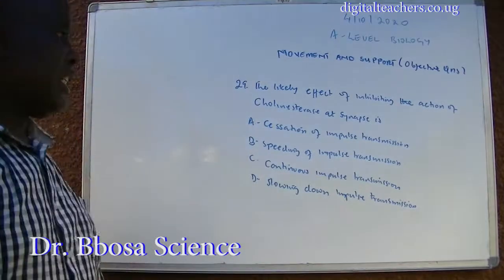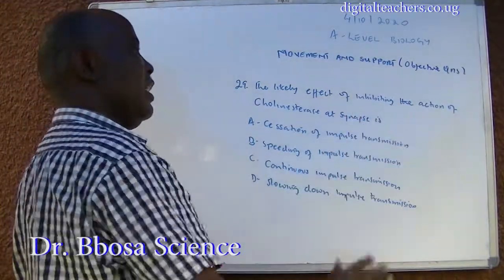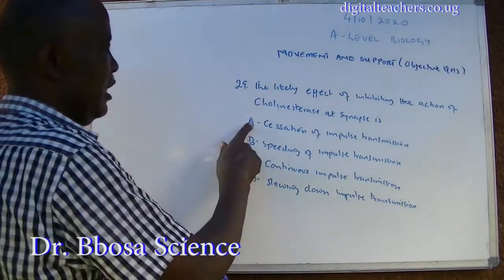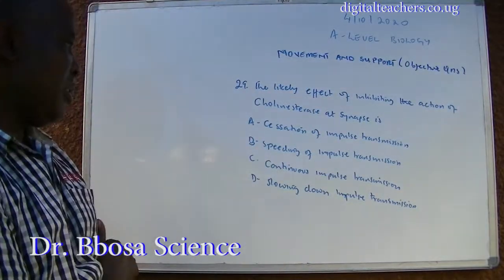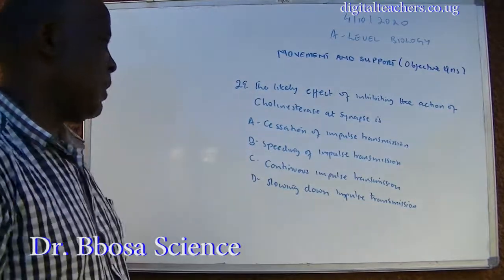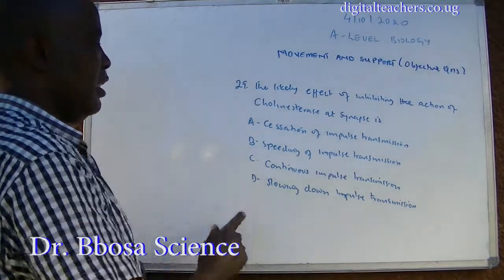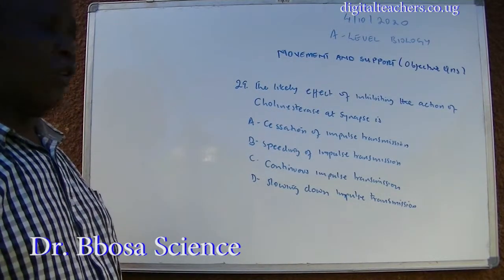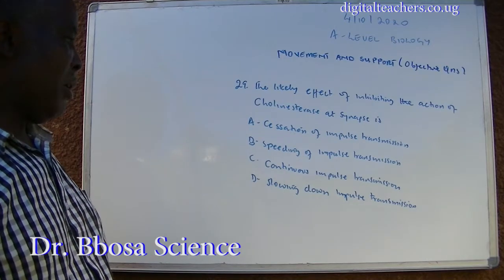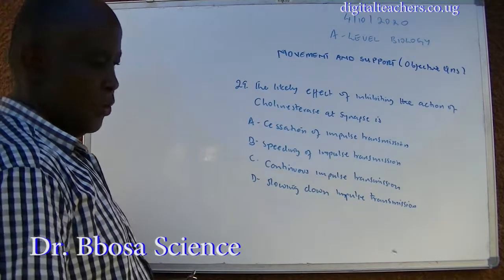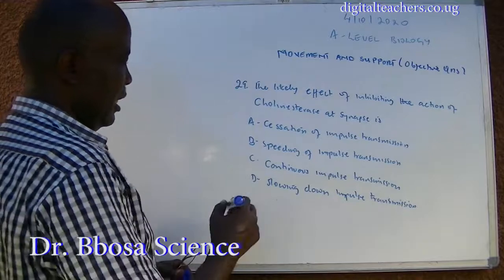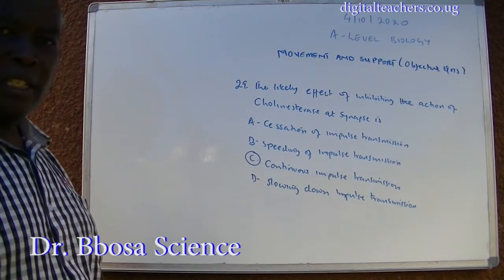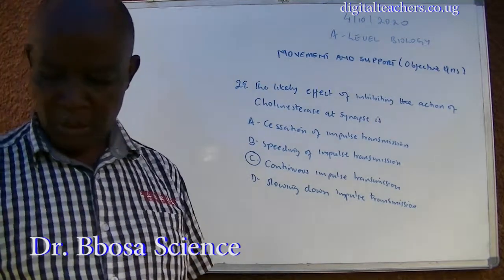Number 29. The likely effect of inhibiting the action of cholinesterase at the synapse is A. Cessation of impulse transmission, B. Speeding of impulse transmission, C. Continuous impulse transmission, D. Slowing down impulse transmission. You can pause and answer. The answer is C. Continuous impulse transmission.